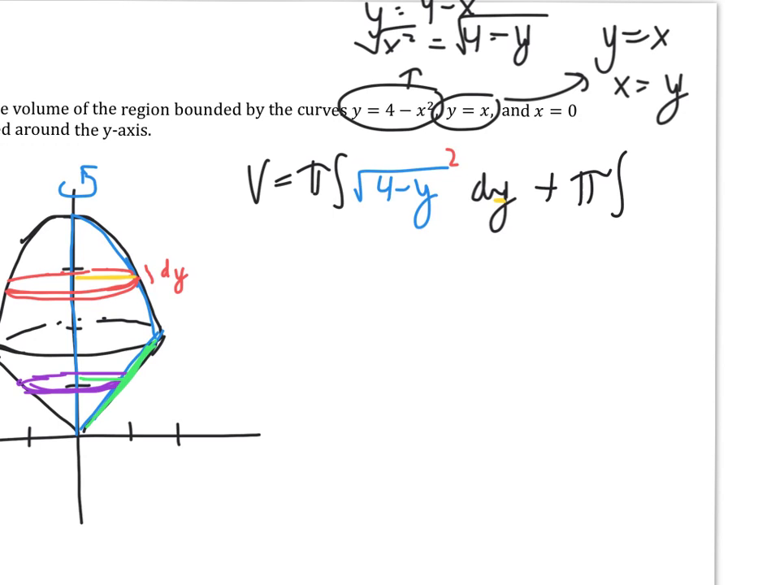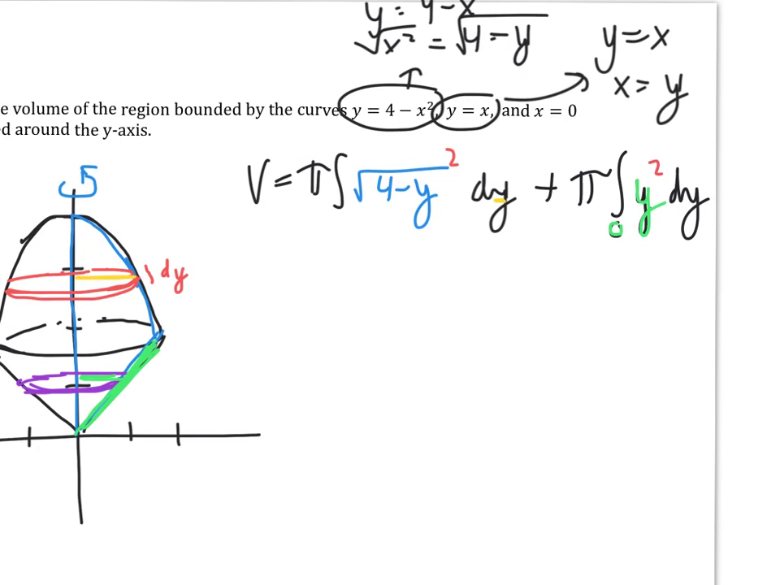integral of y dy, where that y is squared, because my formula says radius squared, and y is my line, y equals x, or x equals y. Okay, and therefore my radius right here. So I've got that set up pretty well. I'm forgetting my limits of integration. For my limits of integration, I'm definitely going to be starting at 0 over here.